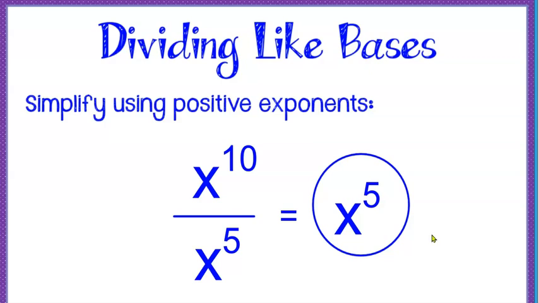In this next example, we're dividing x to the 10th by x to the 5th. Remember, we don't divide the exponents. We subtract them. We keep the base the same and subtract the exponents.